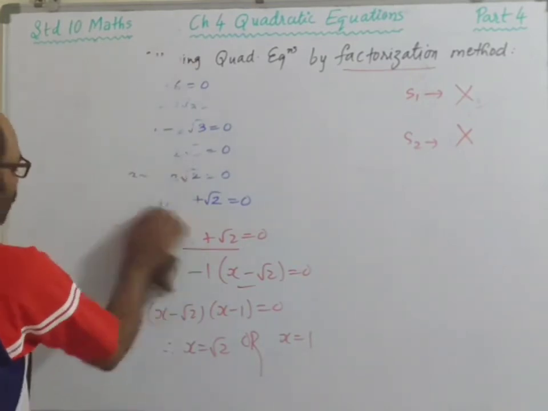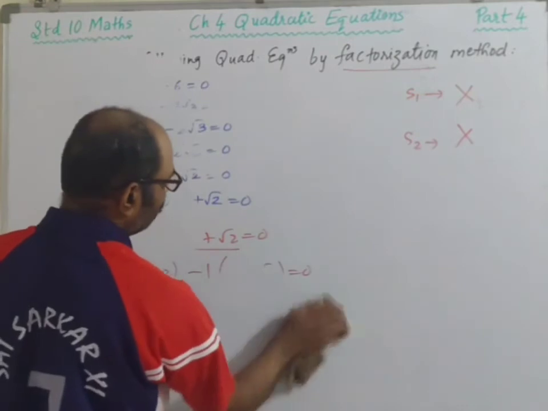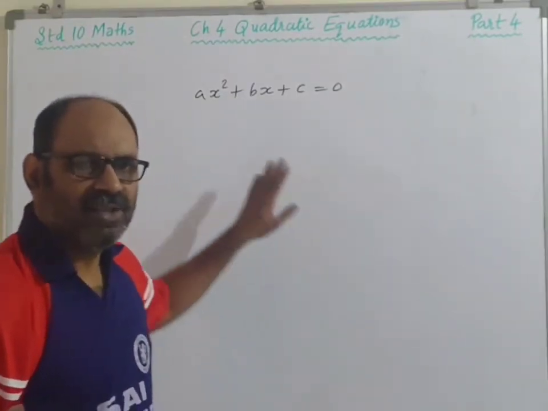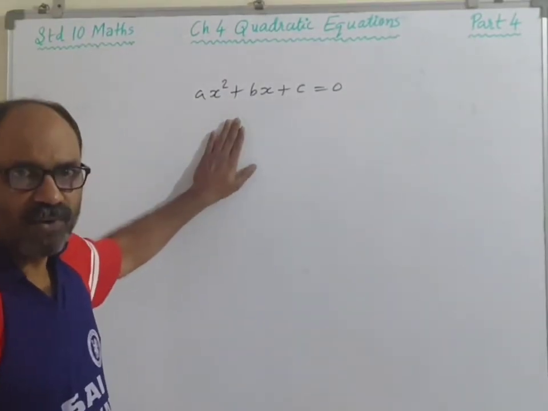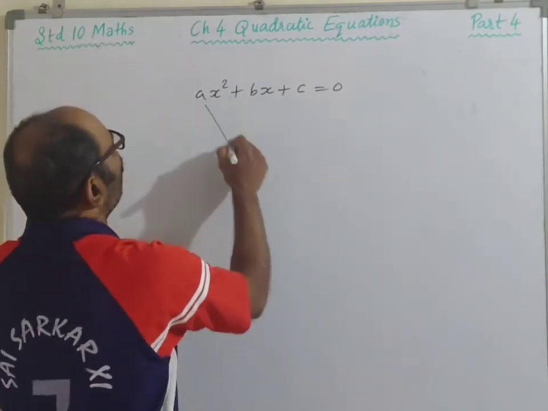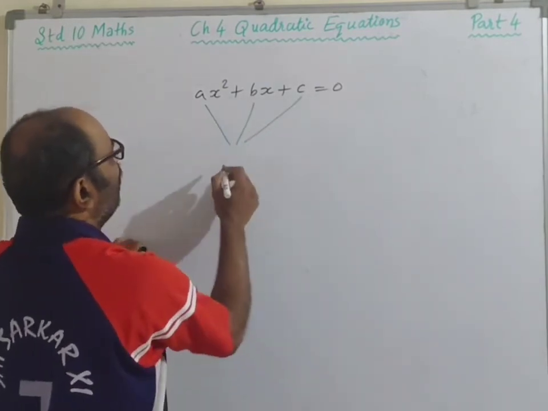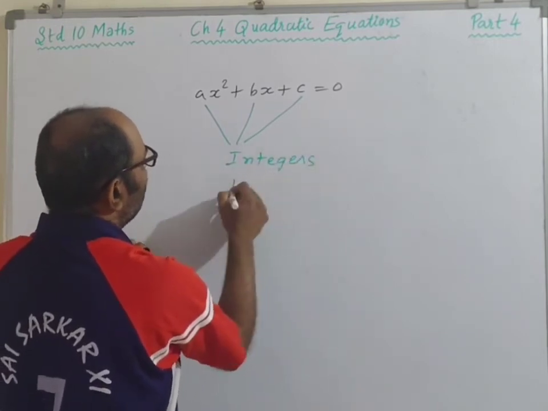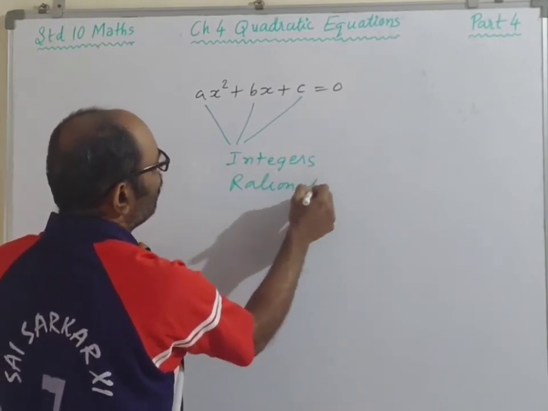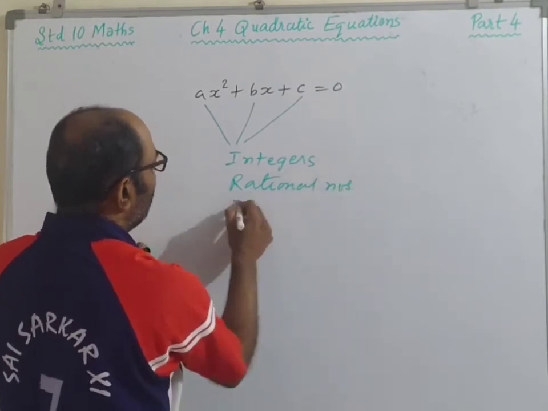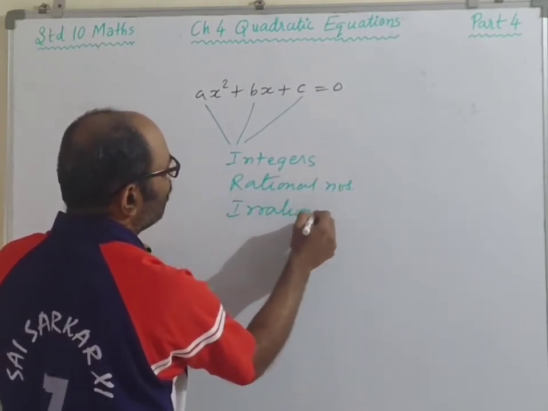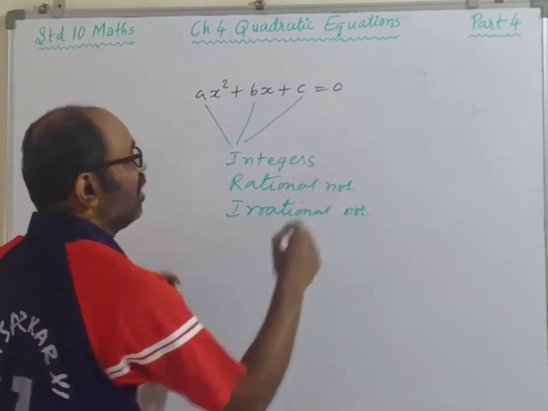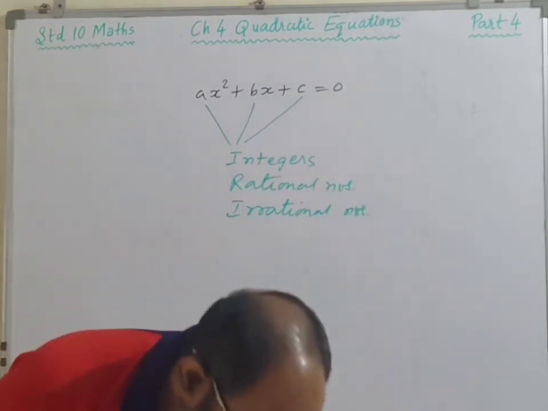Let's erase this first. All right, children, look. This is the general form of a quadratic equation. These coefficients a, b and c may be integers, they may be rational numbers, or they may be irrational numbers.